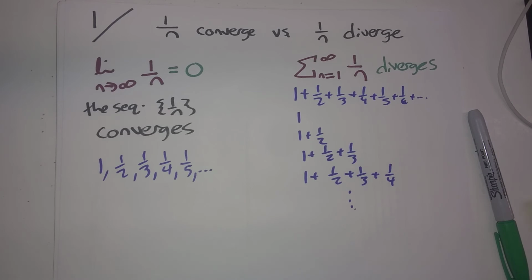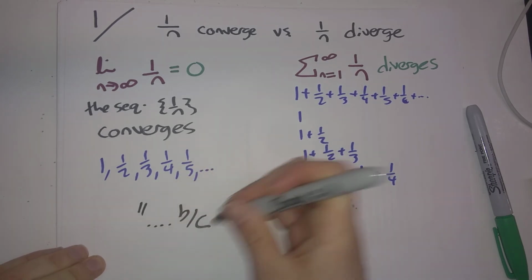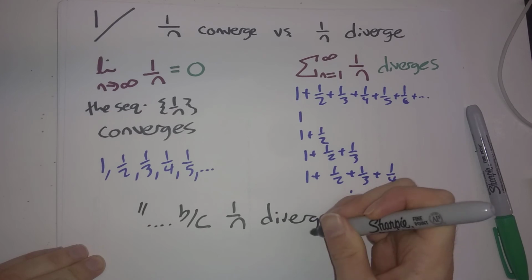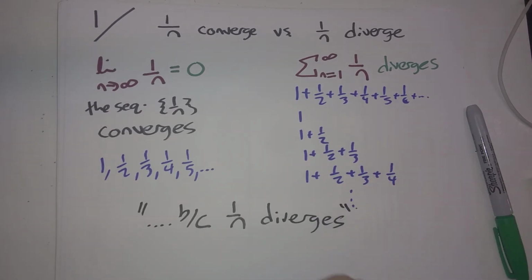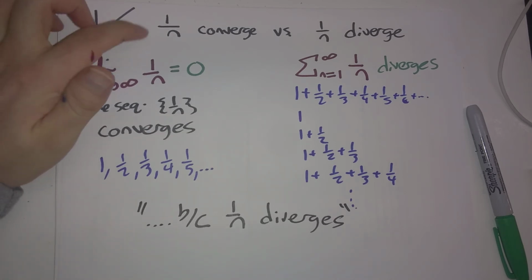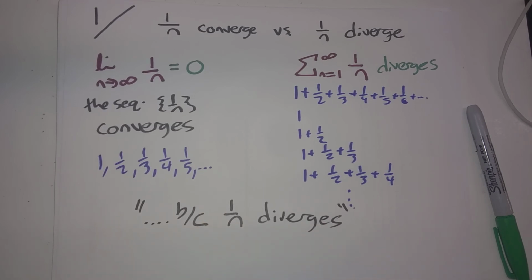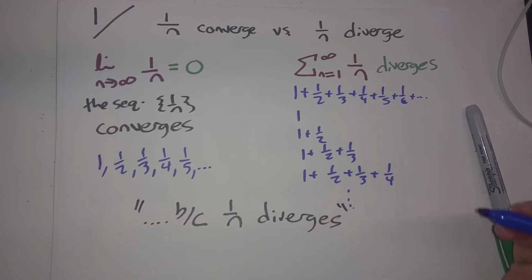A little comment here: I've graded many workshops, and if you ever write something like, "because 1 over n diverges," this is somewhere between inaccurate and flat out wrong. When I just see 1 over n by itself, I'm thinking you're talking about the sequence, whose terms are 1 over n. So you don't want to write this as part of your explanation for why a series diverges.